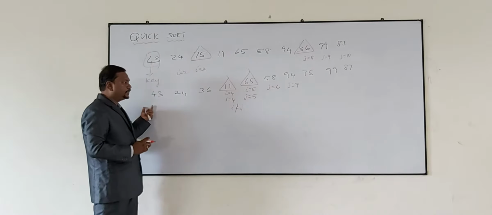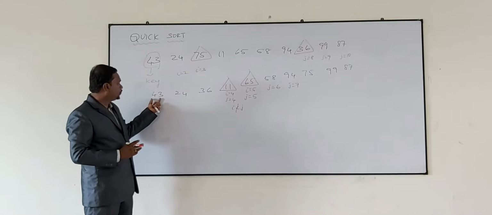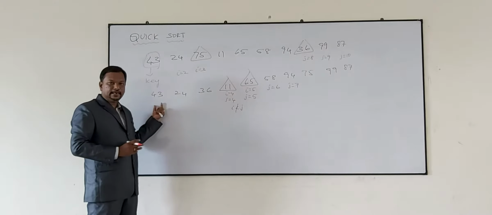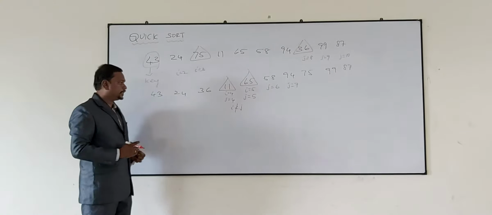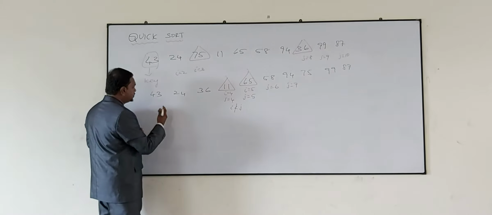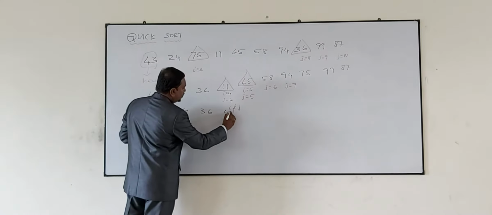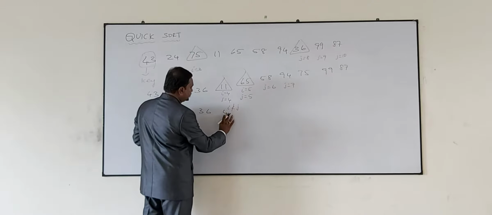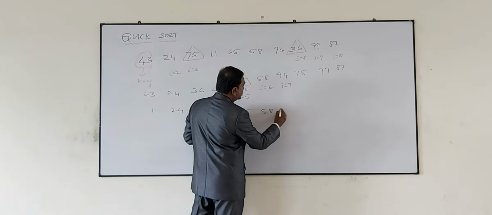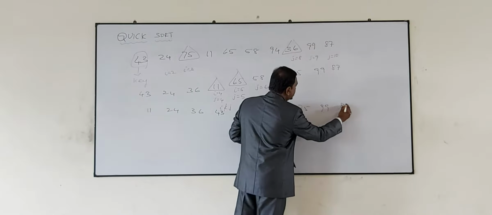Now the key element will reach its own position. That is, the key element's position is 4. It will now move to 4. So the key element and the jth position should be interchanged. So now the next list we will get is 11, 24, 36, 43, 65, 58, 94, 75, 99 and 87.